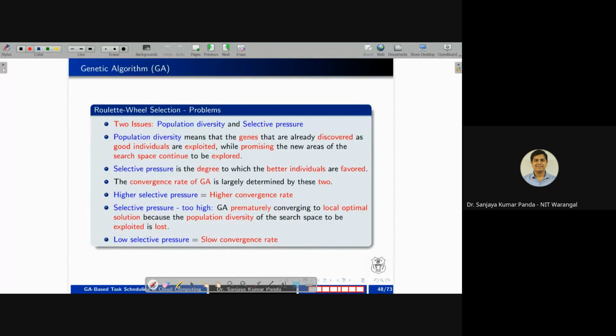And if you put excessive selective pressure, if selective pressure is very high, then the GA prematurely converges to a local optimum solution, and it is not possible to reach the global optimum solution. This is because the population diversity of the search space to be exploited is lost. Right? That's why these two are the issues which are overcome by other selection methods.